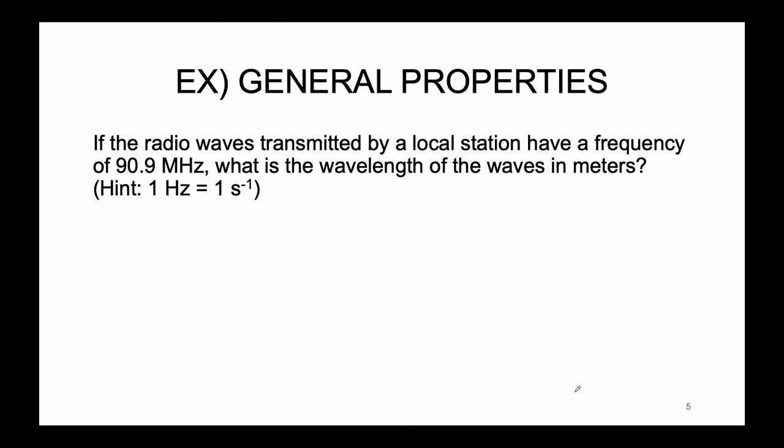If the radio waves transmitted by a local radio station have a frequency of 90.9 megahertz, because yes, all of those numbers on your radio dial actually do have a unit, and the unit is the megahertz, what is the wavelength of that radio wave in meters? We also have a little hint here that 1 hertz is equal to 1 inverse second, so we can see how the hertz relates to the SI unit of the second.